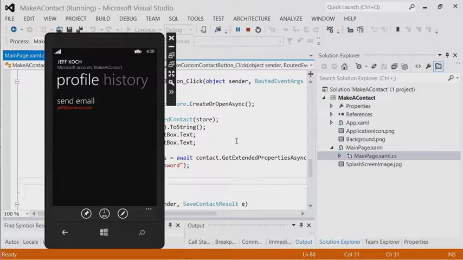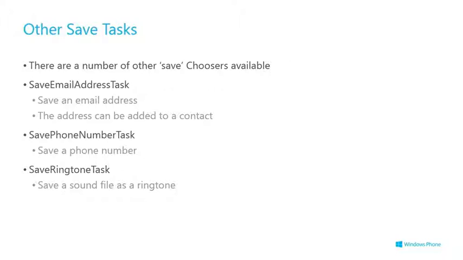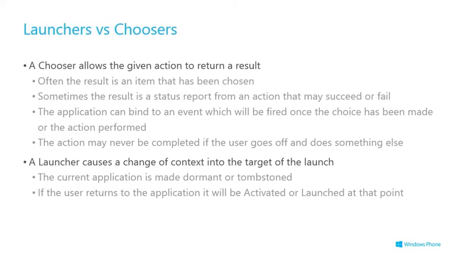All right, back to the slides. There's a number of other save choosers available. They're only choosers because they return something. So you've got save contact task, save email address task, save phone number, save ringtone task. They're actually all choosers because they return some kind of value. So you can see the ones there.